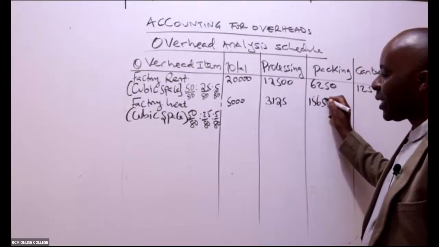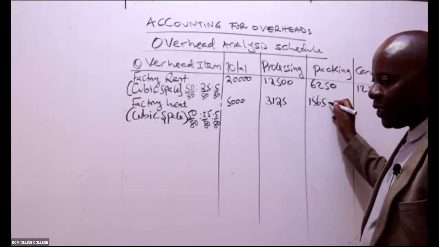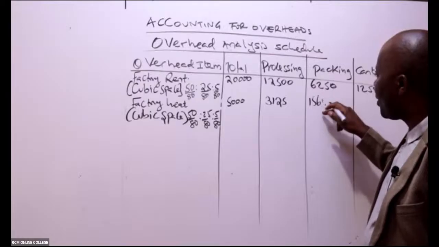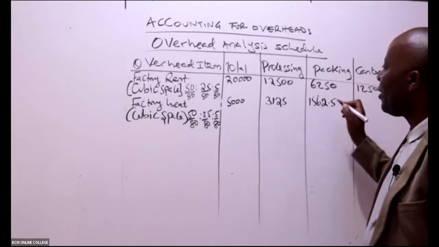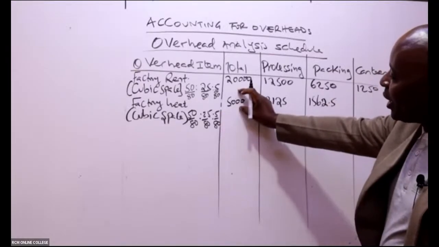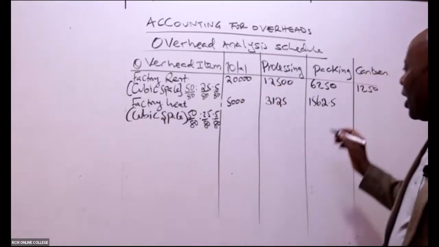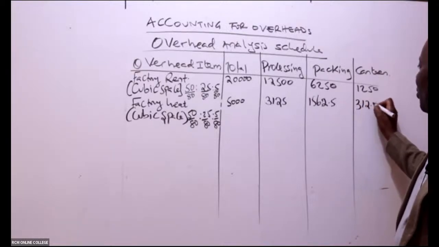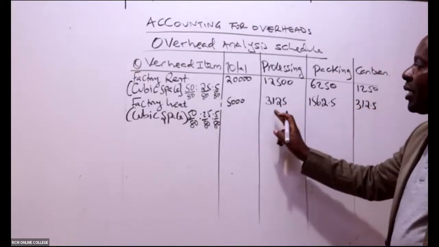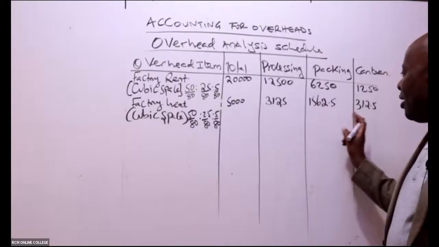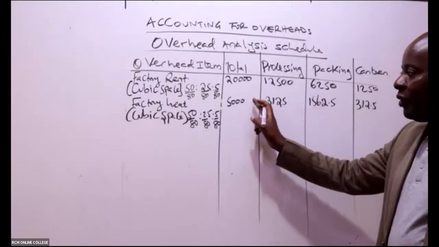So this gives us 1562.5. And then now we have 5 over 80 times 5,000, which at the end of the day will give us 312.5. And if you add these three numbers, they will give us this total.